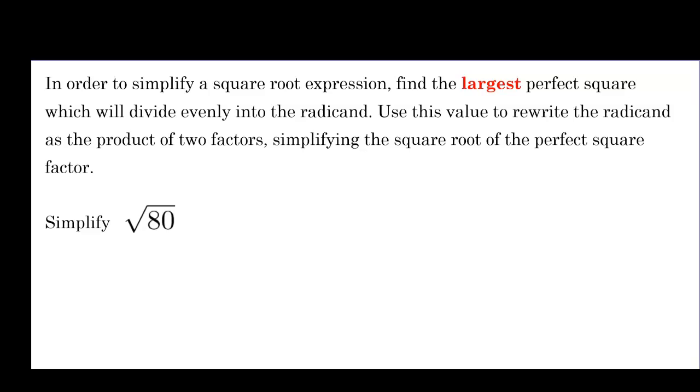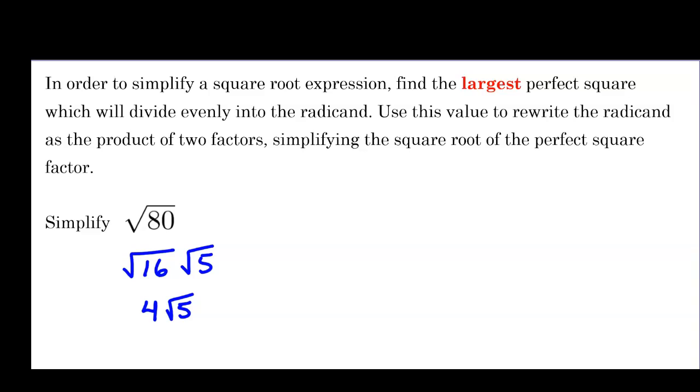So then we can work down from 40 using perfect squares. 36 would be the first perfect square that's less than 40. 36 does not go into 80. Now we move down to 25. 25 also does not divide evenly into 80. Then we move to 16. 16 does divide evenly into 80. The factor pair would be 16 and 5. So we write the square root of 80 as the square root of 16 times the square root of 5. We simplify the square root of the perfect square factor, so 4 square root of 5. That is the final simplification.